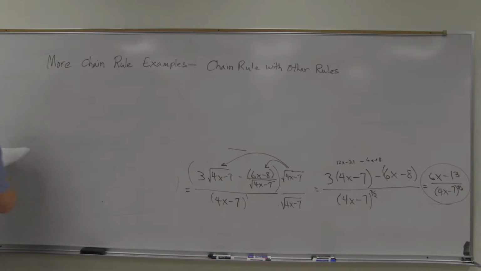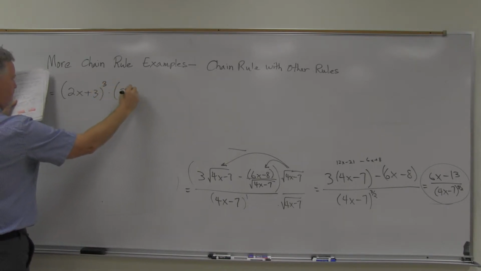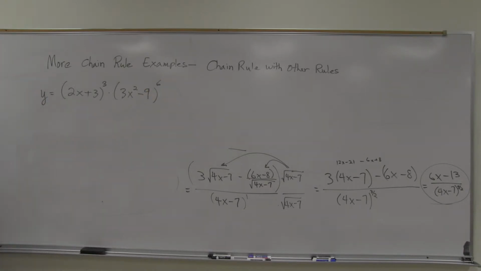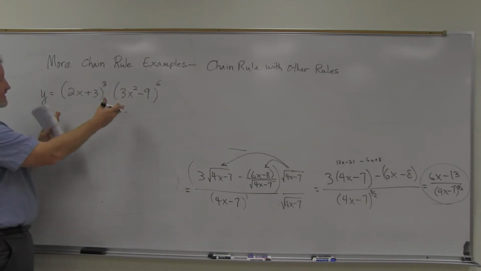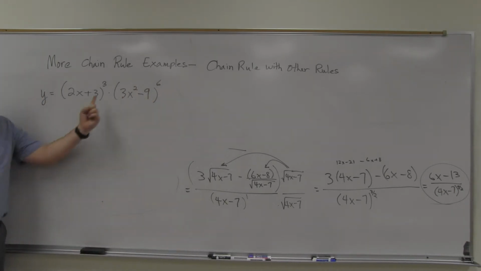Okay, so this one, y equals 2x plus 3 cubed times 3x squared minus 9 to the 6th power. 2x plus 3 cubed times 3x squared minus 9 to the 6th power. What do you see there? Chain rule. Matter of fact, 2 chain rules, don't it? Because you got an inside and outside here, you got an inside and outside there. So 2 chain rules. And what else? Product rule? Yeah.